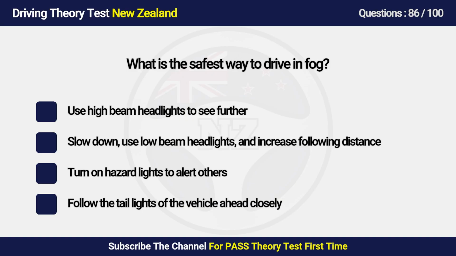Question 86. What is the safest way to drive in fog? A. Use high-beam headlights to see further. B. Slow down, use low-beam headlights and increase following distance. C. Turn on hazard lights to alert others. D. Follow the tail lights of the vehicle ahead closely.